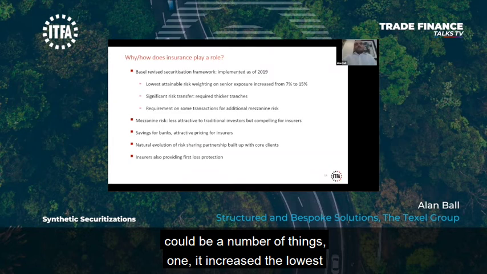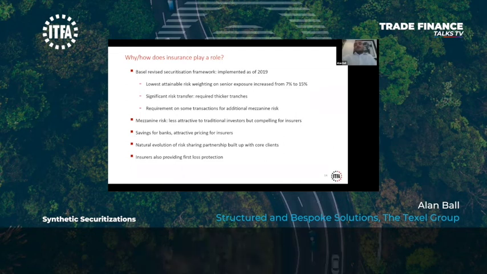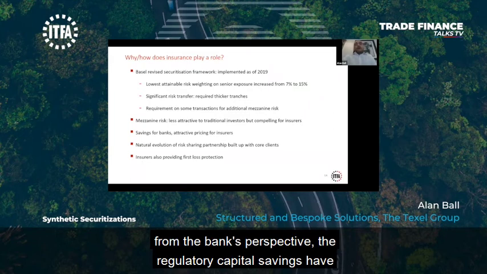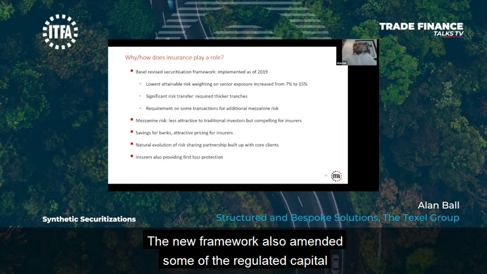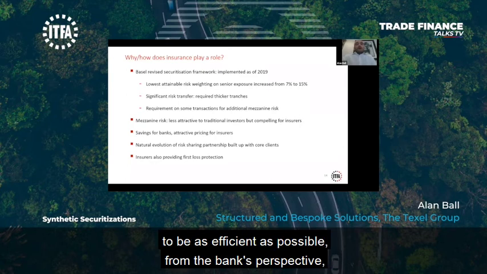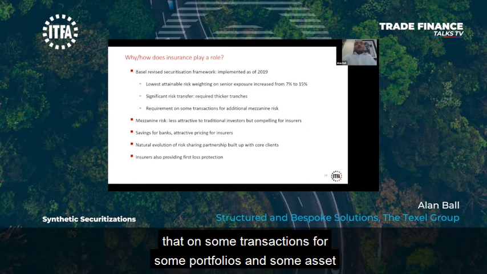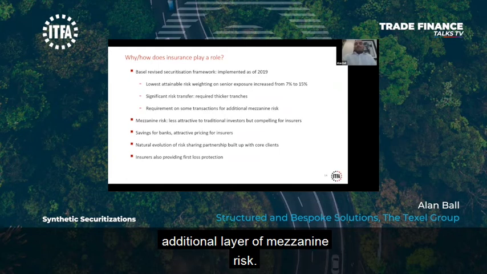So one, it increased the lowest attainable risk weighting on the senior exposure from what used to be 7% to 15%. So these are still highly efficient transactions from the bank's perspective, but the regulatory capital savings have been impacted as a result. The new framework also amended some of the regulatory capital provisions, which effectively meant that for the transaction to be as efficient as possible from the bank's perspective, thicker tranches of risk would need to be offloaded. This meant that on some transactions, for some portfolios and some asset classes, there was an opportunity to transfer an additional layer of mezzanine risk.